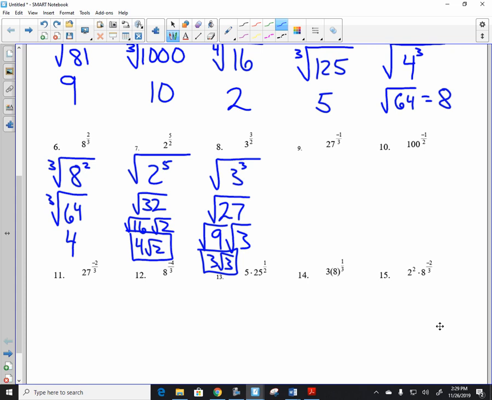What's different about number 9? It's negative. Here's how we handle a negative. Yes, you drop it to the bottom. So this becomes 1 over 27 to the 1/3 power. So if you see a negative exponent, drop it to the denominator. How do I do 27 to the 1/3? That's the same as cube root of 27. Very good. It is 1/3.